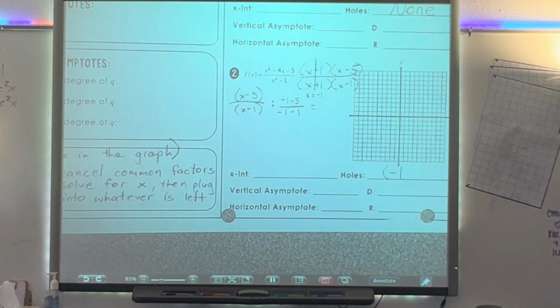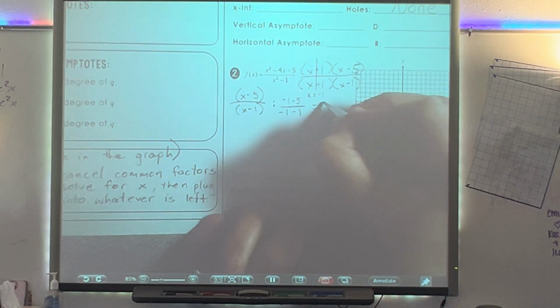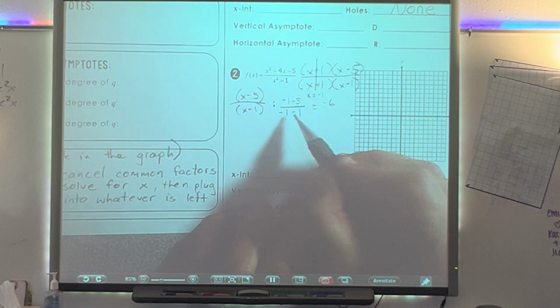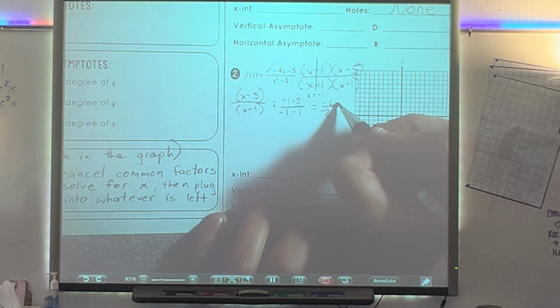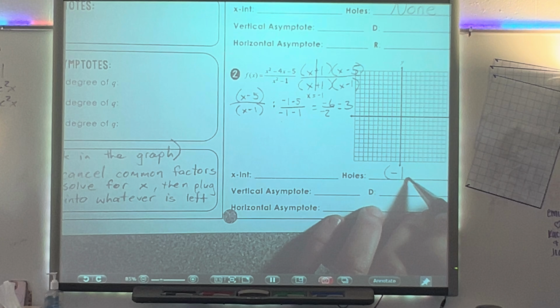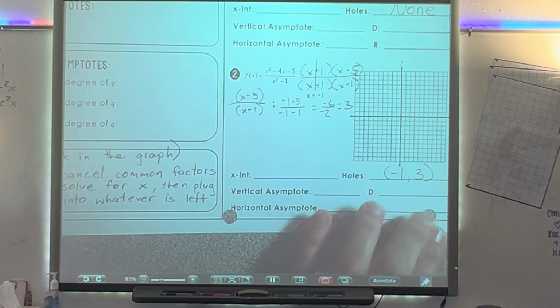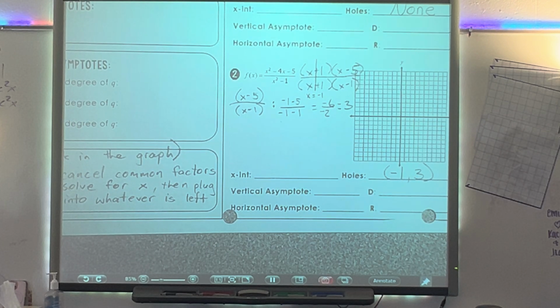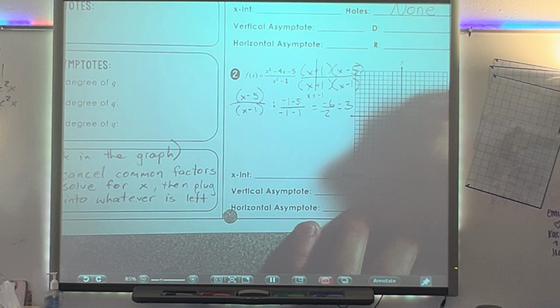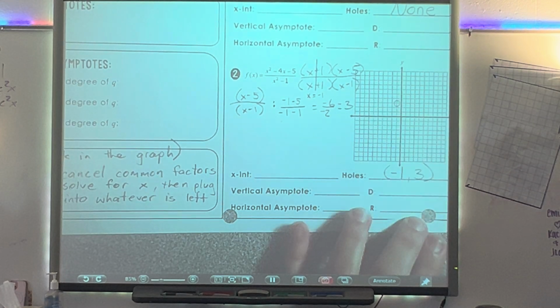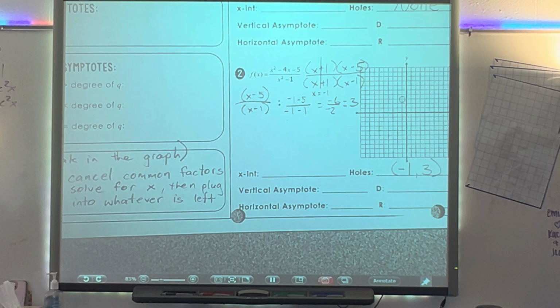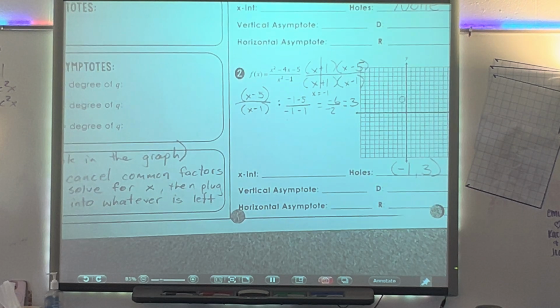So negative 1 minus 5 is negative 6, and negative 1 minus 1 is negative 2, and negative 6 over negative 2 is positive 3. So the y value of my hole is positive 3. Are we okay there? Alright, so I'm going to go draw my hole in. So I'm at negative 1, positive 3. 1, 2, 3. And I like to make my hole super obvious, because I want to be able to see it. Everybody okay there?